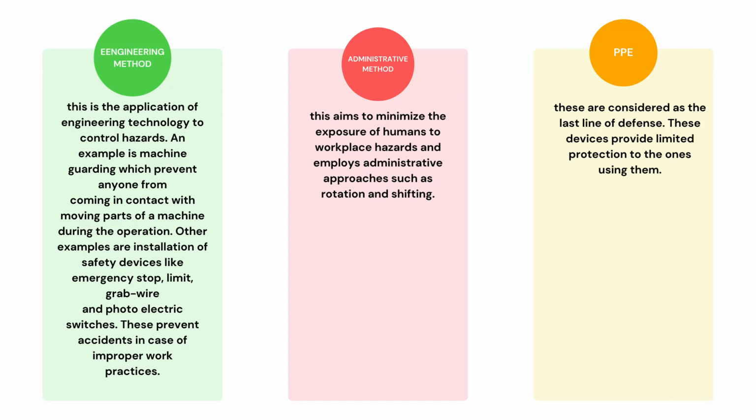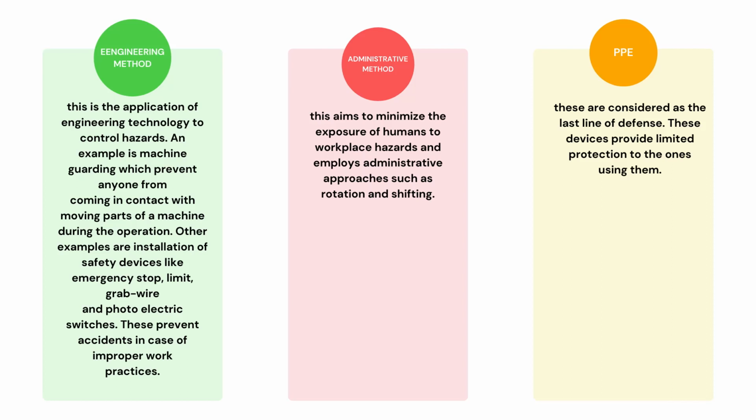An example is machine guarding, which prevents anyone from coming in contact with moving parts of a machine during the operation. Other examples are installation of safety devices like emergency stop, limit, grab wire, and photoelectric switches. This prevents accidents in case of improper work practices. Other forms of engineering method involve substituting hazardous substances with less hazardous ones, or substitution, and isolating hazardous processes, or isolation.